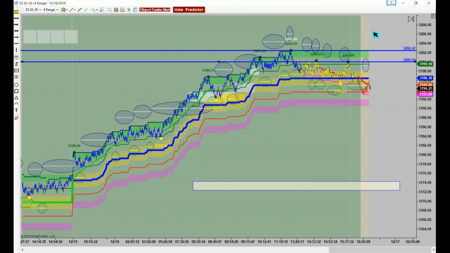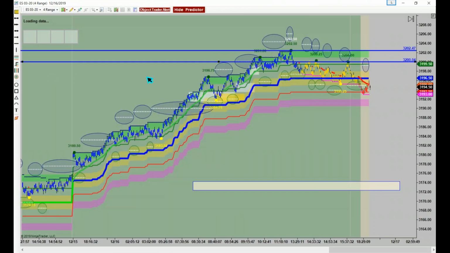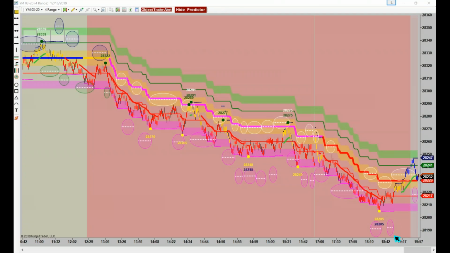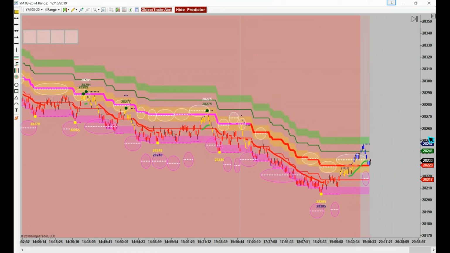Is YM a legitimate mid-band trade right now? Let's look at it. Hopefully I can load YM. YM's got a lot of bars. Yeah, I loaded it. No, this was a phantom trade, Randy, on your question.